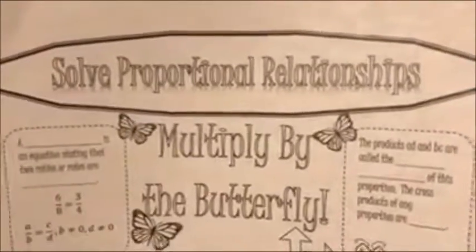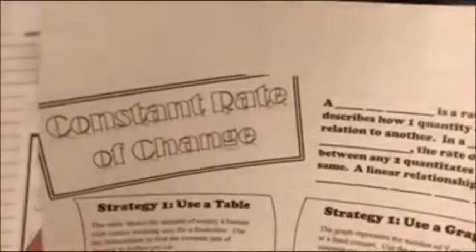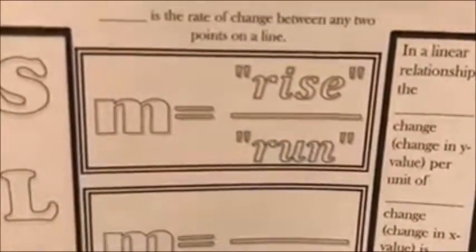Then solve proportional relationships with the butterflies. Then constant rate of change. Then slope, the one that says rise over run. Then slope with the try it out. And your last one will be direct variation. Okay, and you should have a blank page. You can just throw that away.